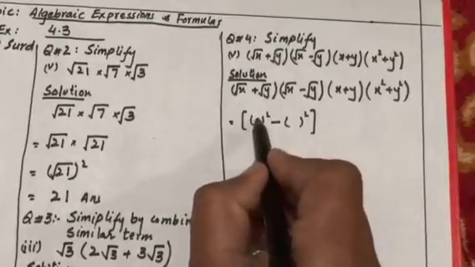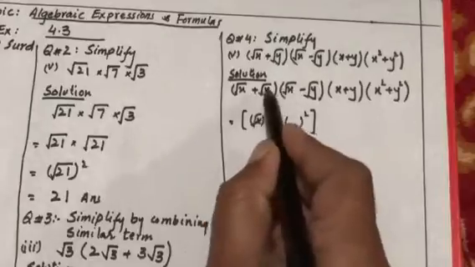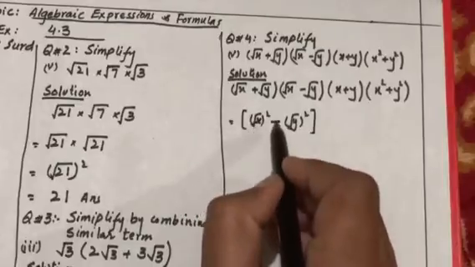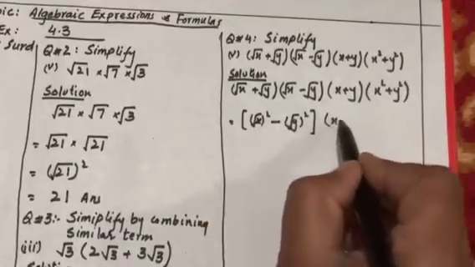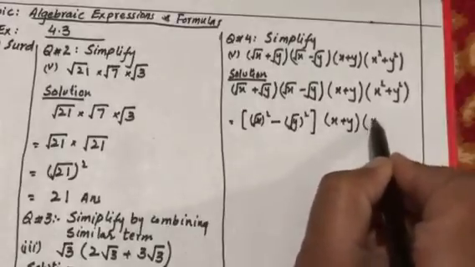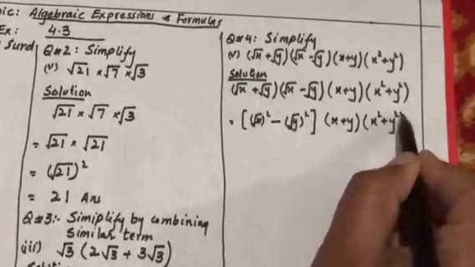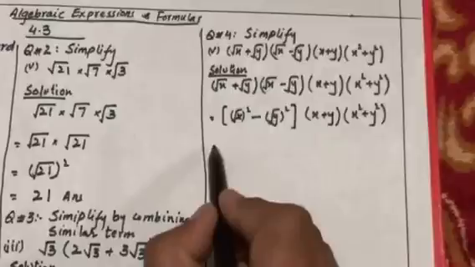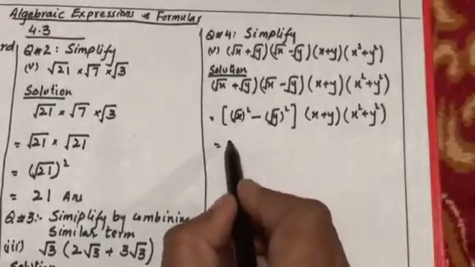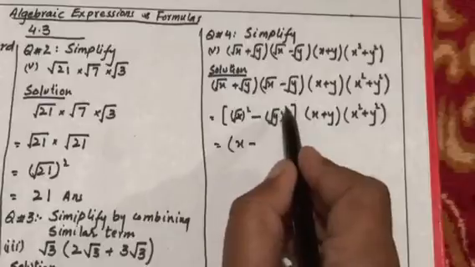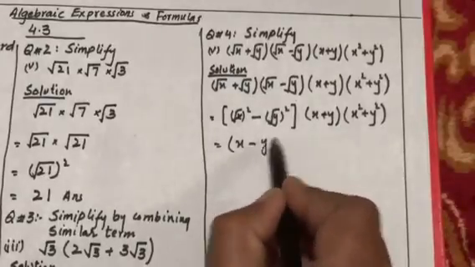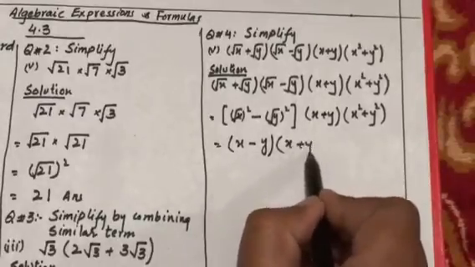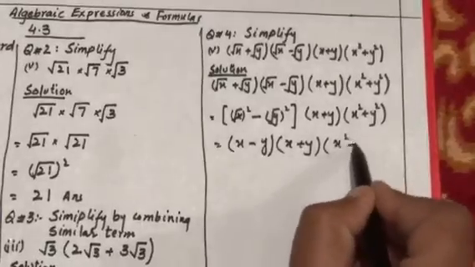So the value of a is √x and the value of b is √y. So here we form the formula a² − b². Now the other terms will be written as they are: (x + y)(x² + y²). Other factors will be written as they are. Now we are going to simplify. The square will cancel out the square root, so we will have x minus, and here again the square will cancel the square root, so we will have y. So it becomes the factor (x − y), and the second factor is (x + y)(x² + y²).